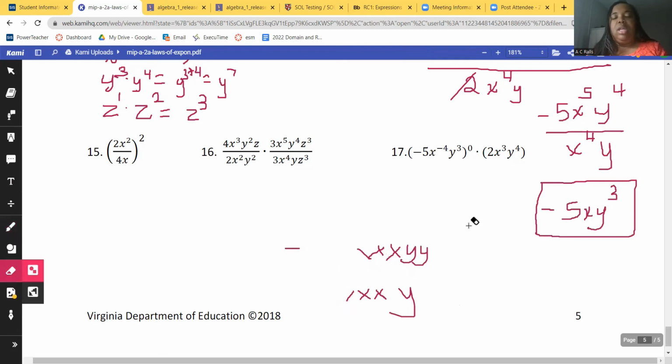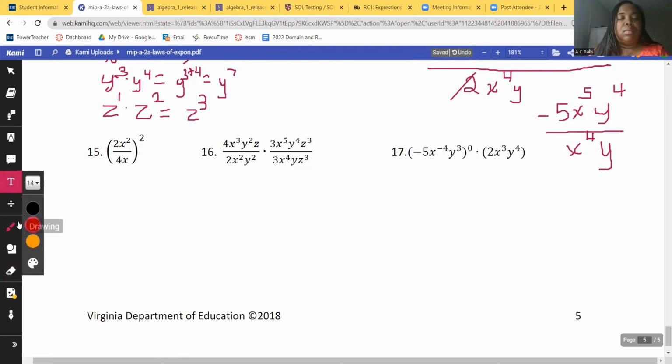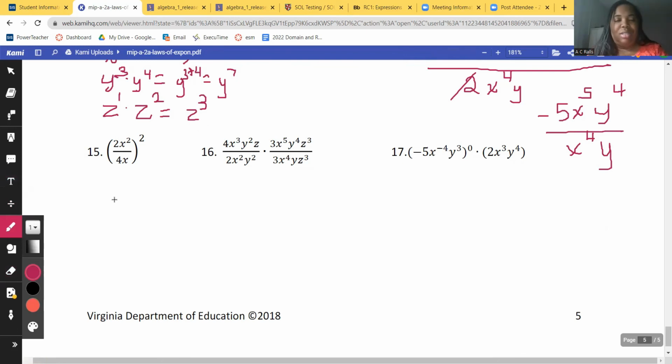All right, we're going to look at 15 together. And I want to briefly talk to you about the 0 power. All right, 15. This says I want to see all of this twice. And we talked about what that looks like, but I did not give you the shortcut.